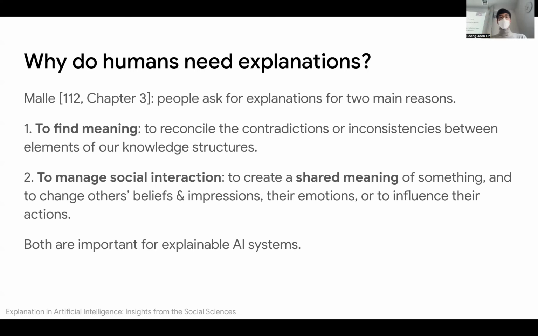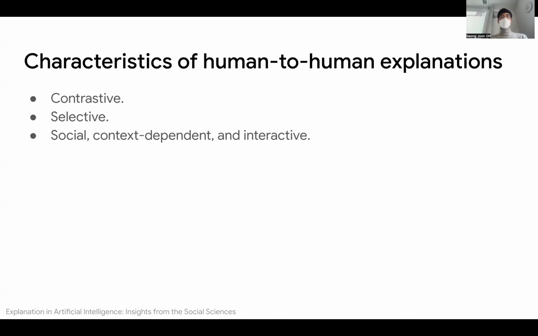That's very critical to work with machine learning systems. So I'm gonna talk about a few characteristics of human-to-human explanations in general. Three critical aspects are: one, explanations are contrastive; two, they are selective; and three, they are social and context dependent and interactive.